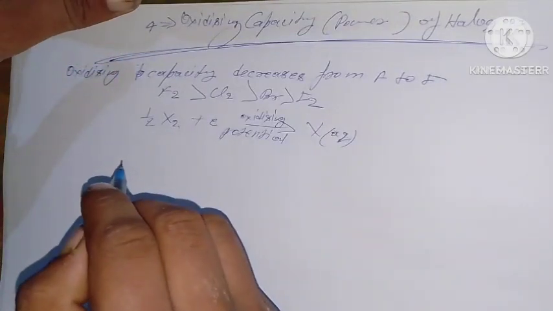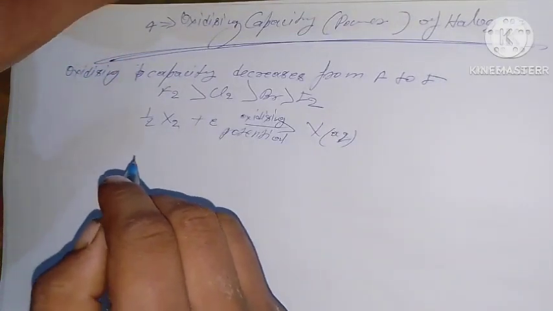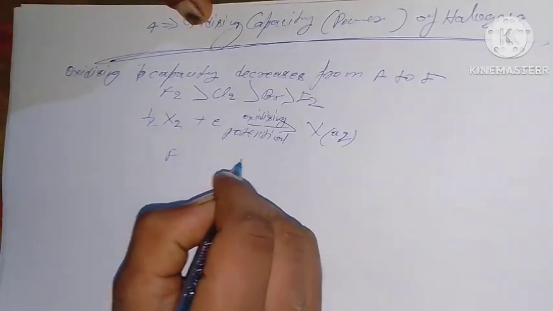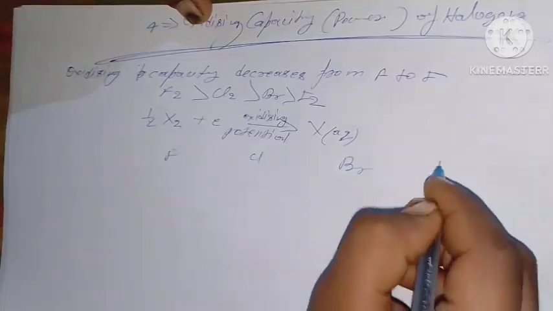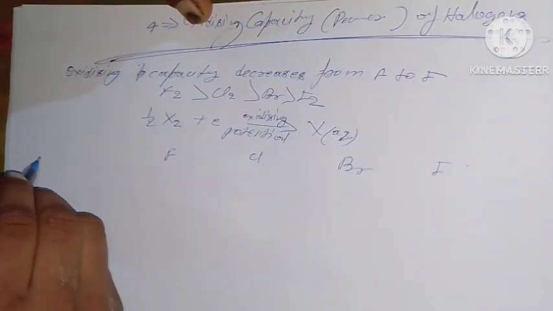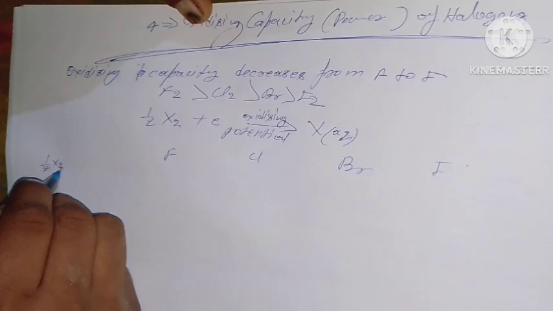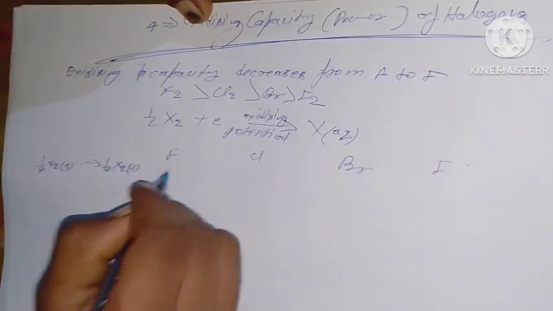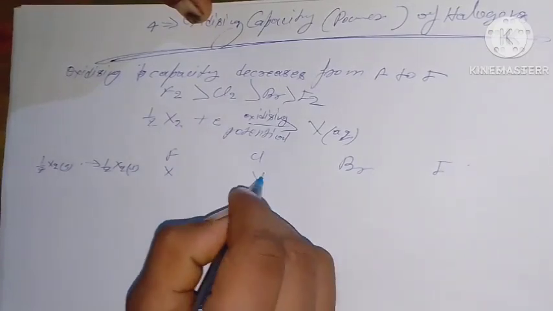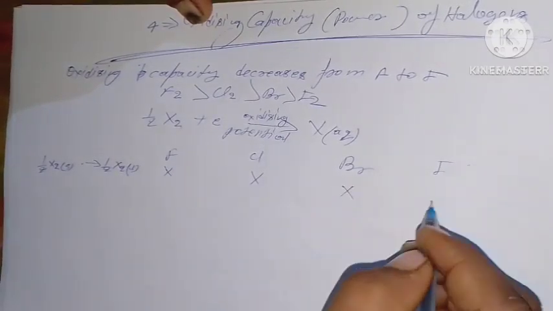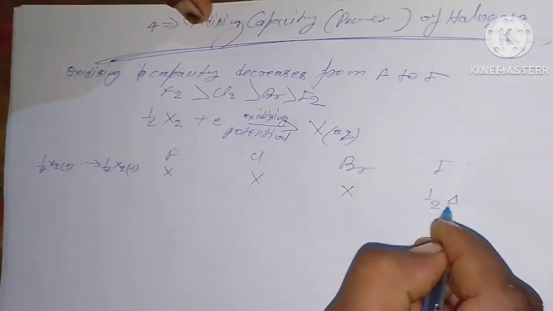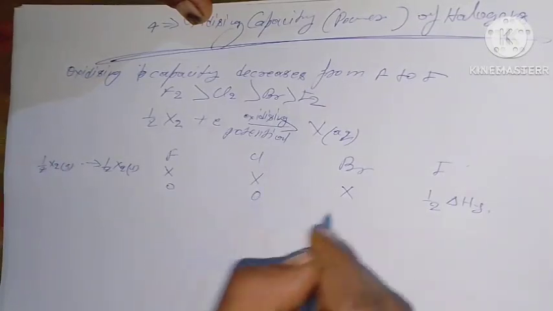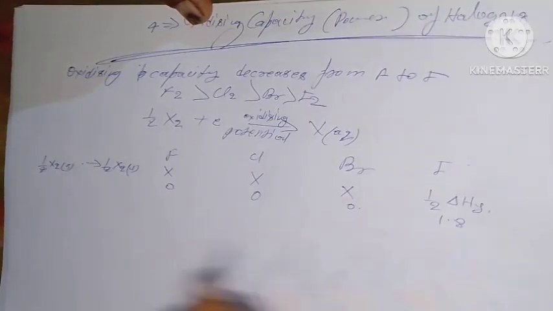Okay, the above process involves many energy steps, which you can show for fluorine, chlorine, bromine and iodine. The first step is half X2 solid making half X2 liquid, with half delta HF. The values are 0, 0, 0 and 1.8.